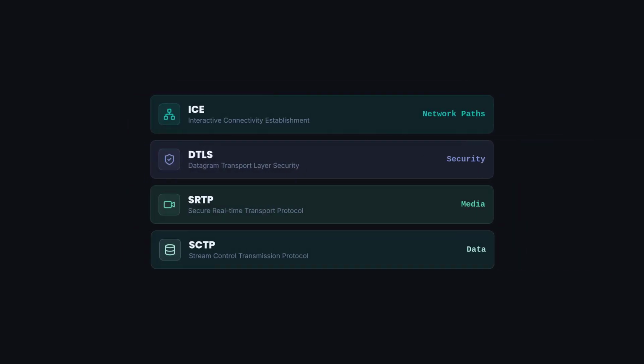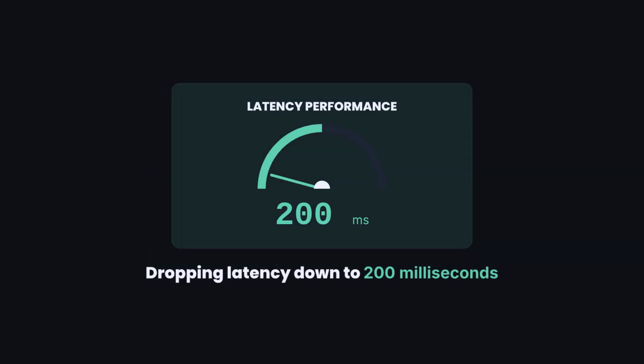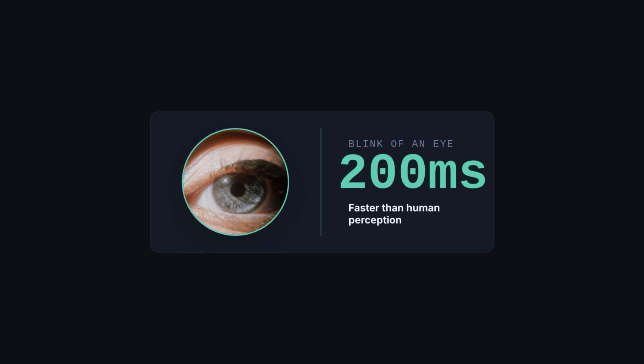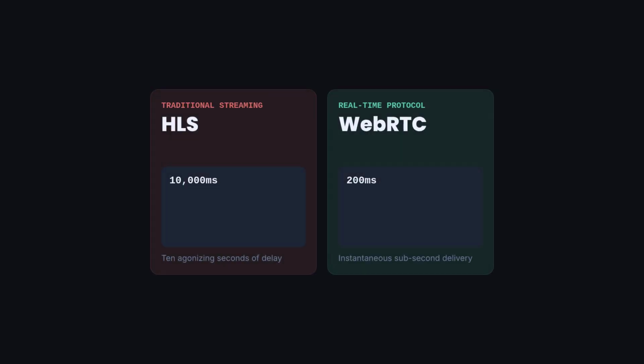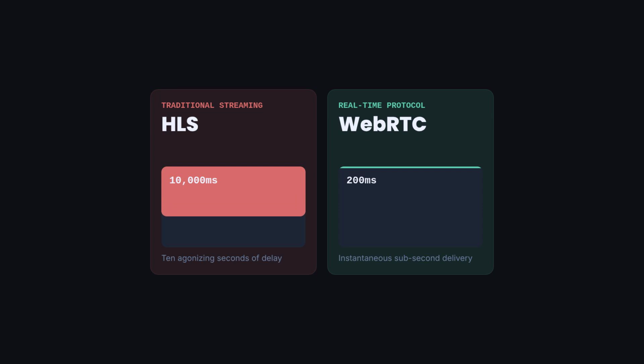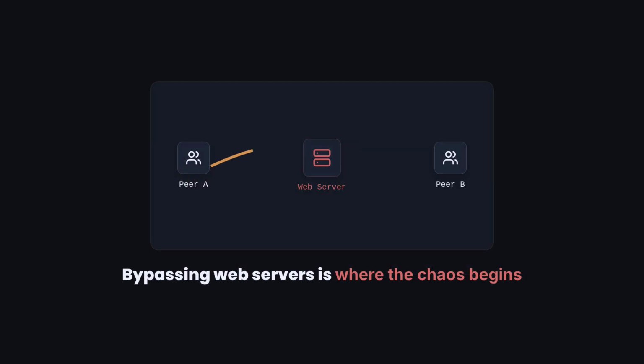Under the hood, it is running ICE for finding network paths, DTLS for security, SRTP for media, and SCTP for data. We use it because it achieves something incredible, dropping latency down to 200 milliseconds. That is faster than the blink of an eye. Compare that to traditional streaming protocols like HLS, which make you wait 10 agonizing seconds. But achieving this speed requires bypassing standard web servers, and that is where the chaos begins.